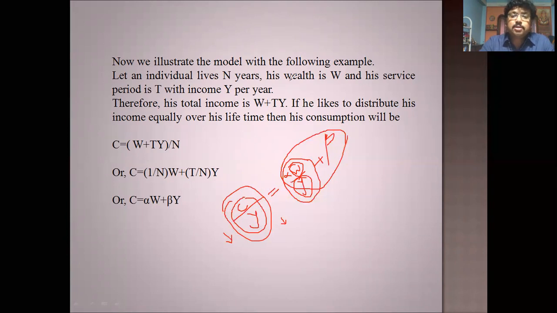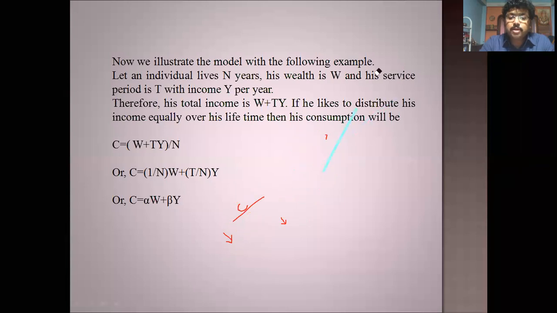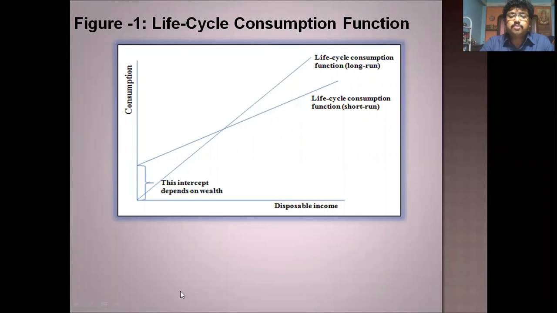Okay. So now I am erasing all this marking. Now look, this is the life cycle consumption function. Along this vertical axis, we measure the consumption, and along the horizontal axis, we measure the disposable income. This life cycle consumption function is in the short run.